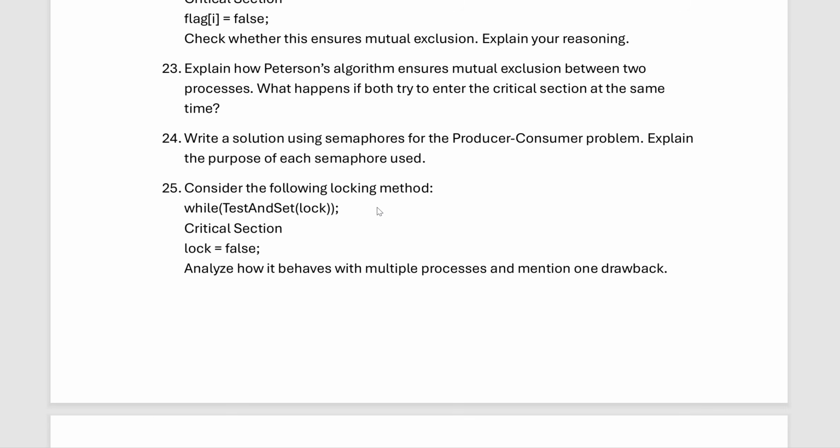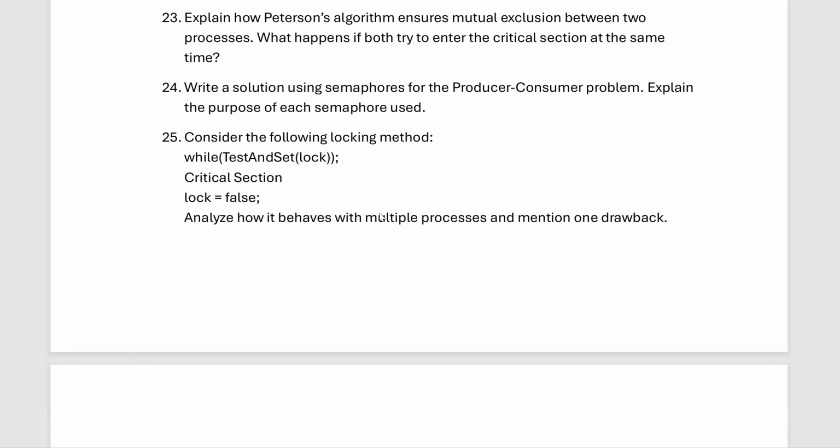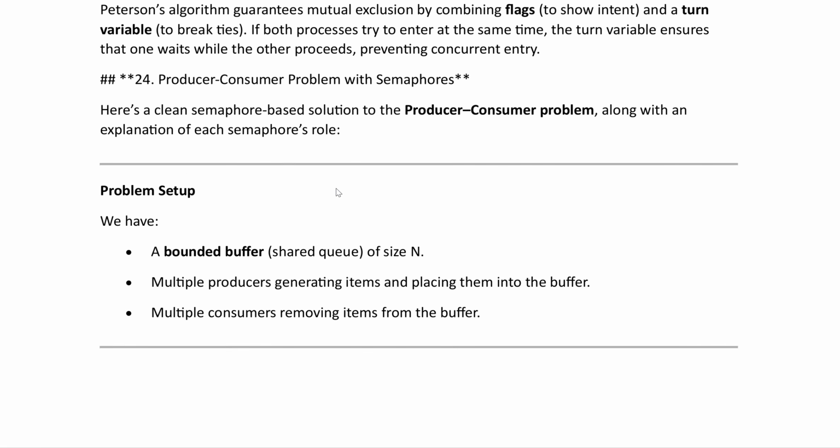Now we jump to question number 24. Write a solution using semaphores for the producer consumer problem and explain the purpose of each semaphore used. So here is a clean semaphore based solution to the producer consumer problem along with an explanation of each semaphore's role. So the problem setup: we have a bounded buffer, that is a shared queue of size N.